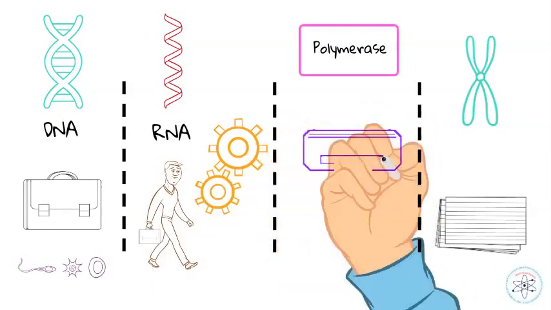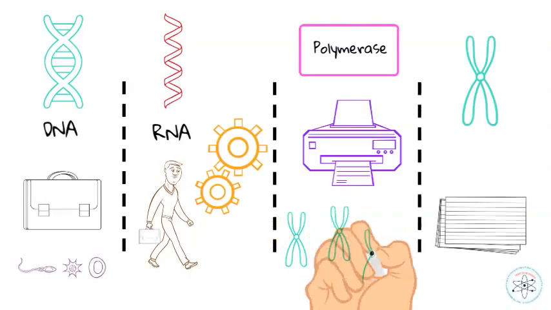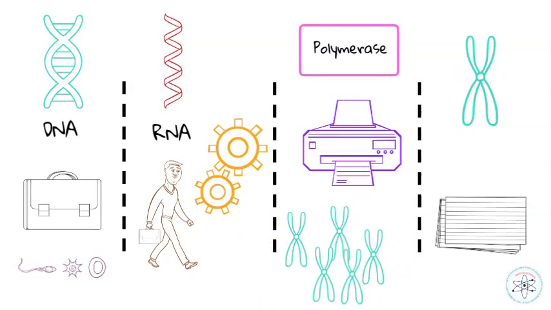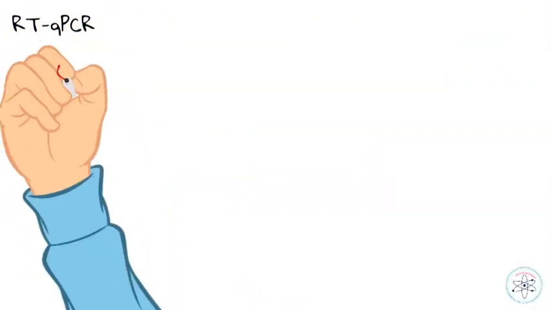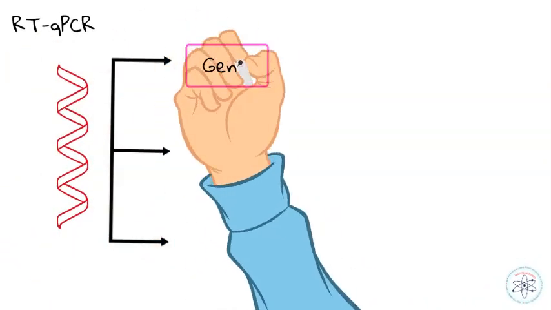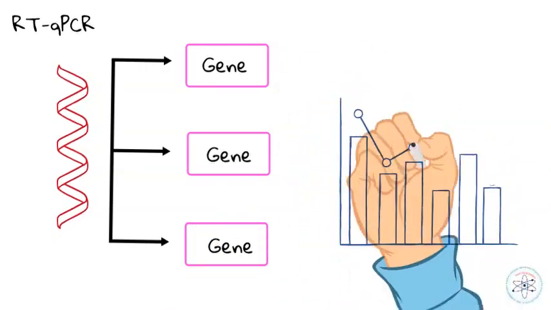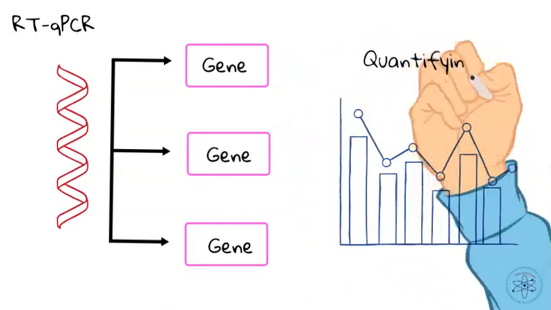Then polymerase is the copy machine of all the genes in the briefcase that duplicates the genes it has the materials for. Well, now let's talk about what RT-qPCR is. It's a way of amplifying genes from RNA that are extracted from cells and then quantifying the results, or getting the specific number of those genes present in the RNA.